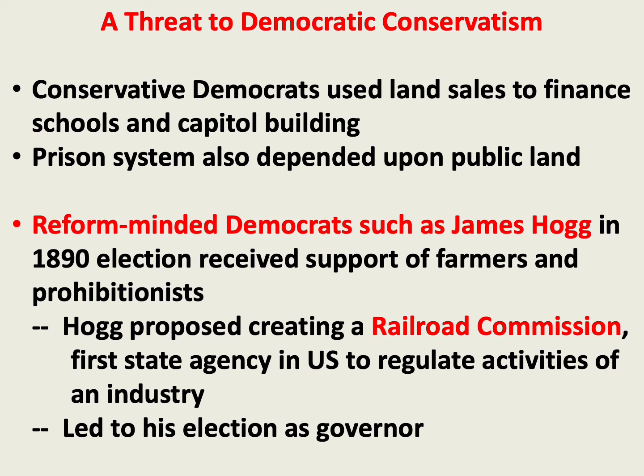Now, seeing what was happening in the state, particularly among farmers, the next Democratic governor in 1890 was considered one of the reformers within the Democratic Party, and he even received support of many farmers and prohibitionists. And farmers really liked his idea of creating a railroad commission. Texas was the first state to have such an agency that would regulate the activities of an industry. So the Railroad Commission, which exists to this very day and is very, very powerful, used to set the maximum prices that railroads could charge and also regulate the safety and other aspects of the railroad system. And his proposal led to his election as governor.